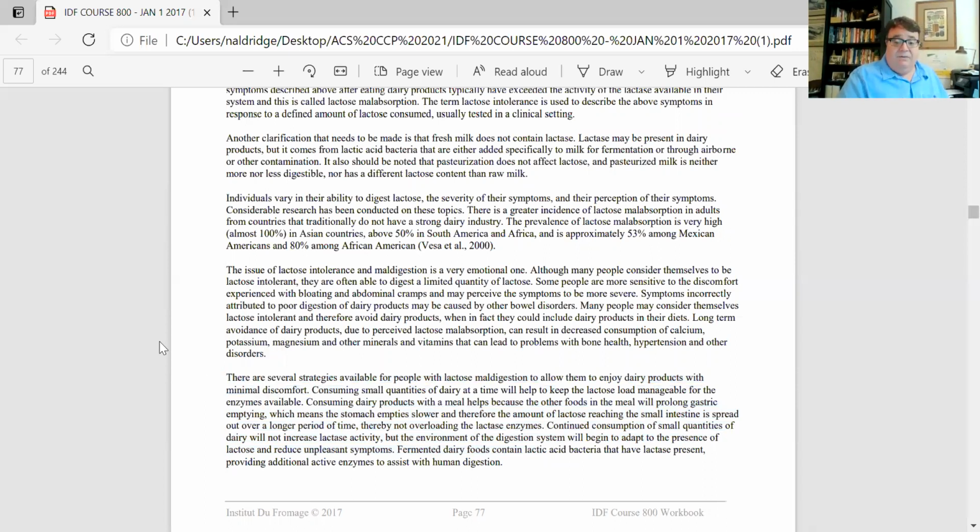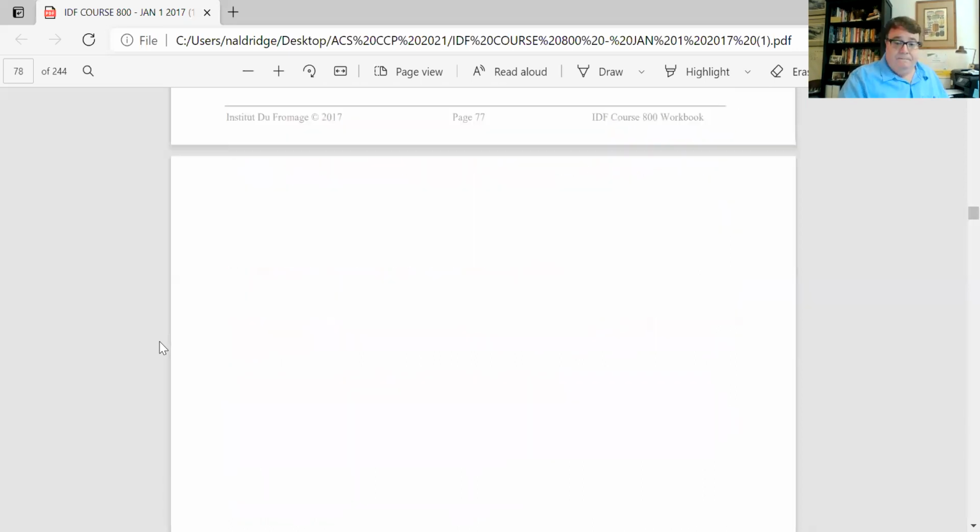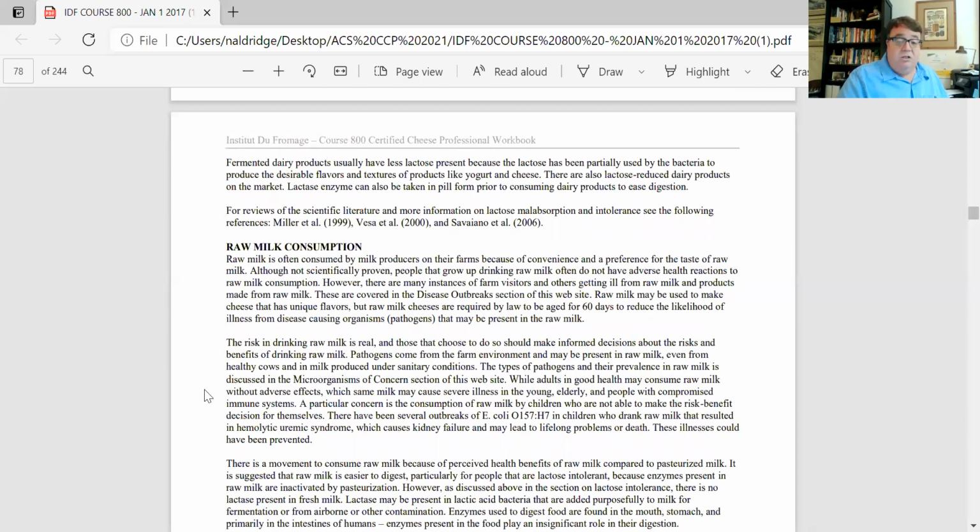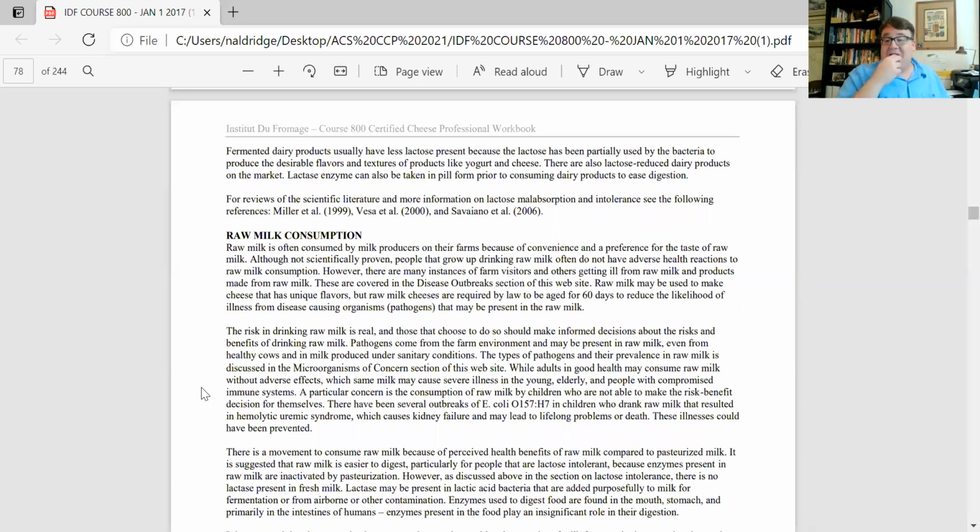Okay, page 78. Raw milk consumption. If you're thinking, is raw milk a big deal in the cheese industry? Yes, absolutely it is. So make sure that I've got that highlighted, and that's something important to know.